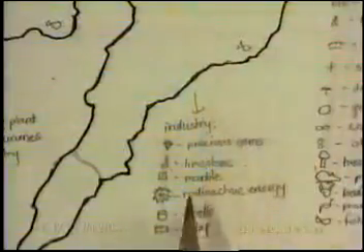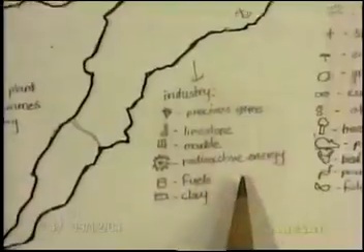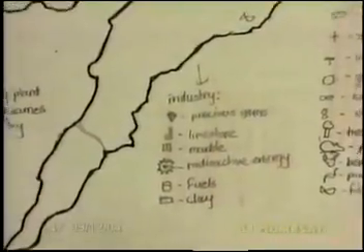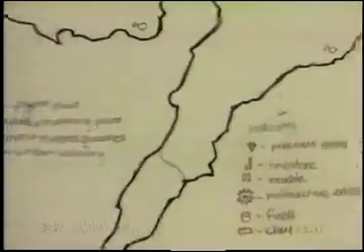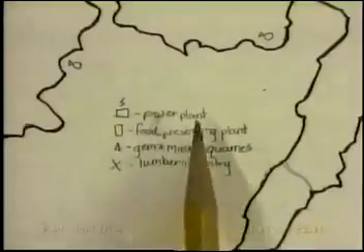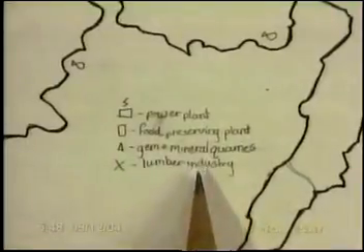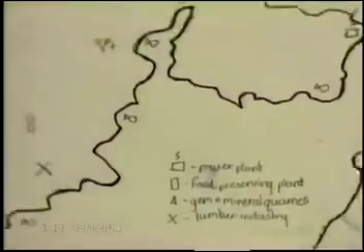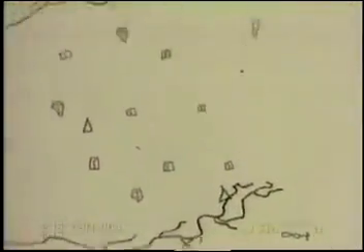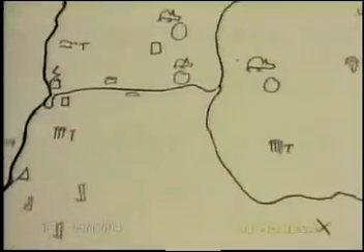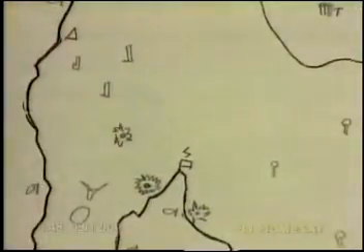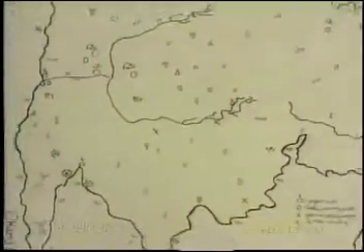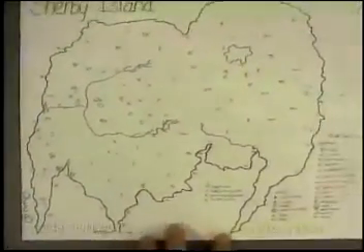But she has precious gems, limestone, marble, radioactive energy, fuels, clay. You might want to be more specific once you learn about some of the topics we're talking about in our chapter. Then she also has power plant, food preserving plant, gem and mineral quarries, lumber industry, and just all over the map we can see the different symbols of what products are being created or mined, used here on Shirby Island. And then we'll just take a look at the whole thing so you can see. Yes, it's scattered all over the map.